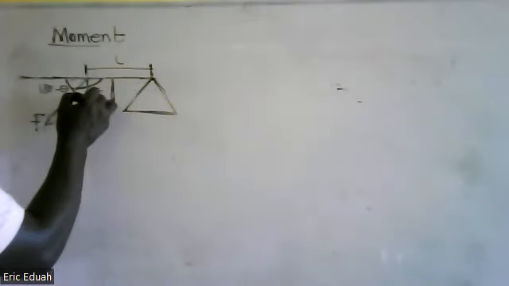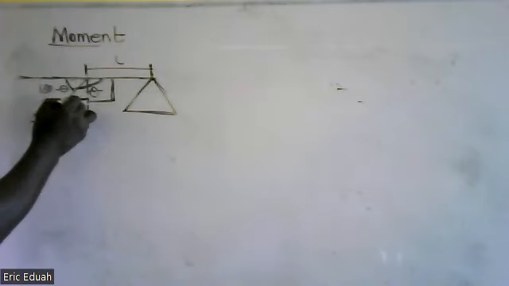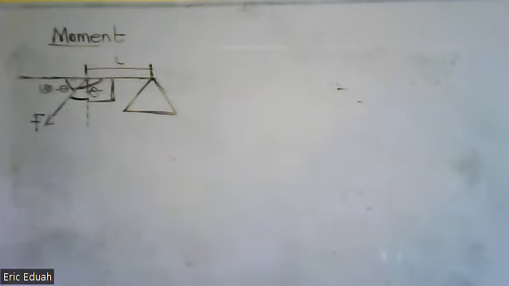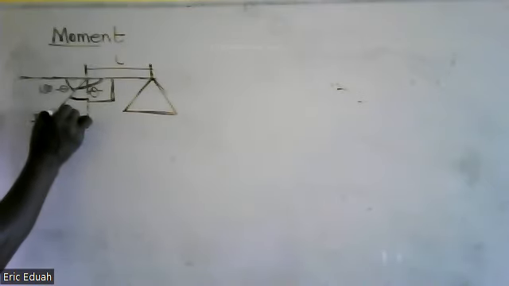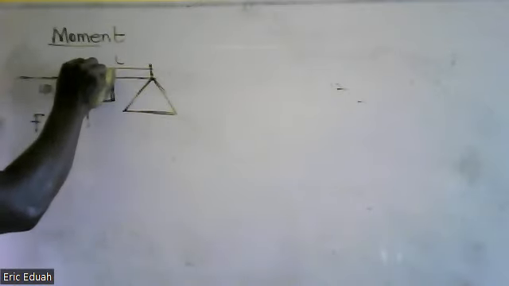What will be this angle? If this whole angle is theta, what will be this angle? You can see it. Theta minus 90. Exactly. This will be theta minus 90. Okay, so let's take it one after the other so that the rest of you can see very well.